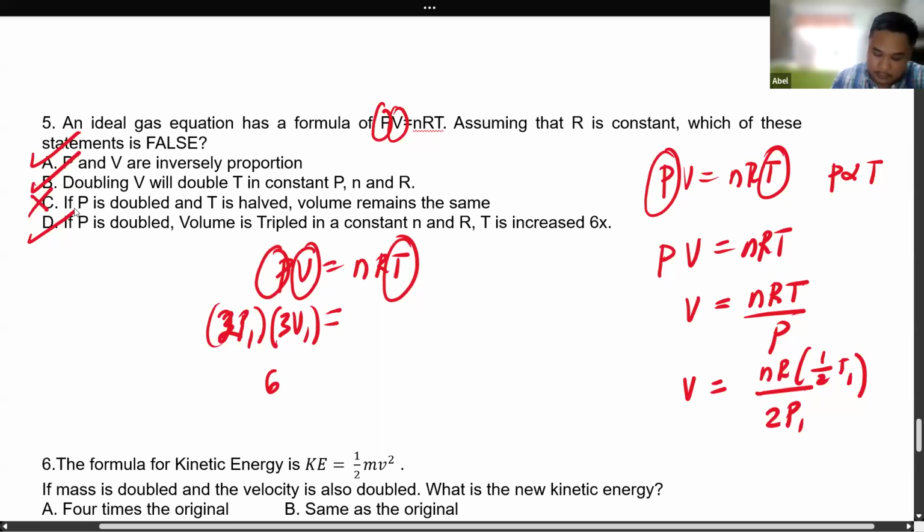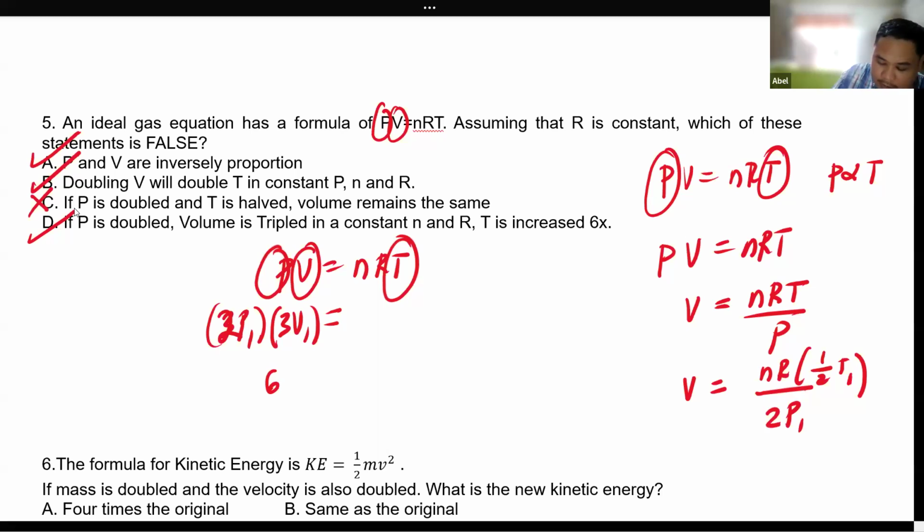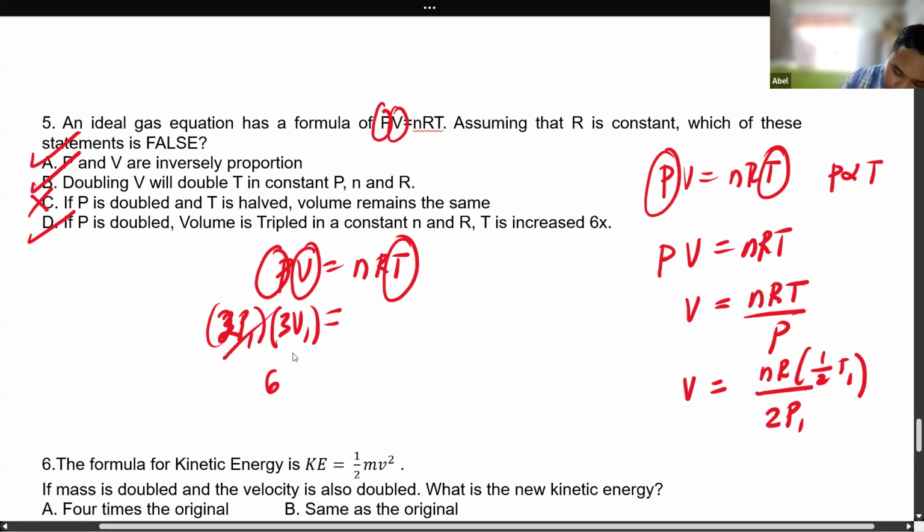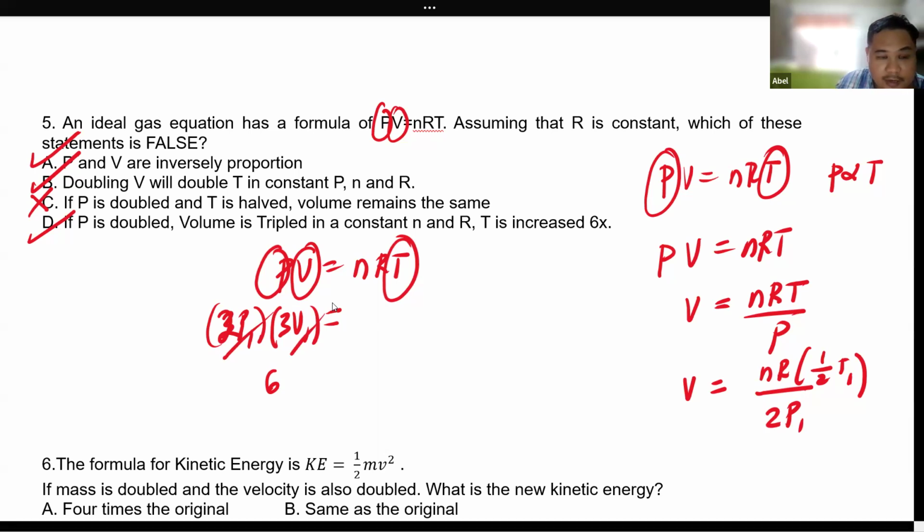Because the relationship of the temperature to pressure and volume are directly proportional, right? So in doubling the P1 and tripling the V1, we're going to have 6 times, okay? And so for number 5, the false answer here is letter C.